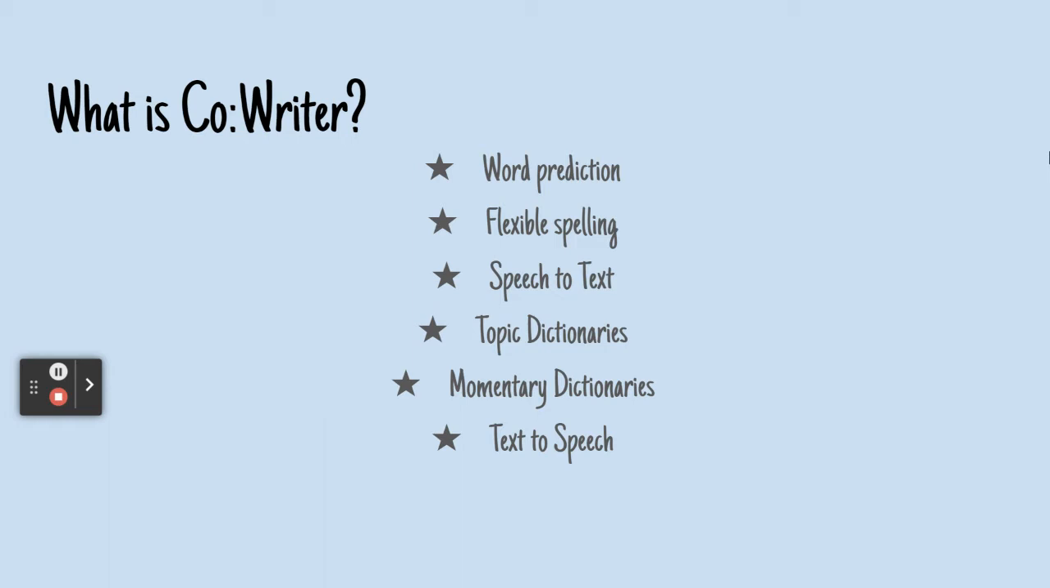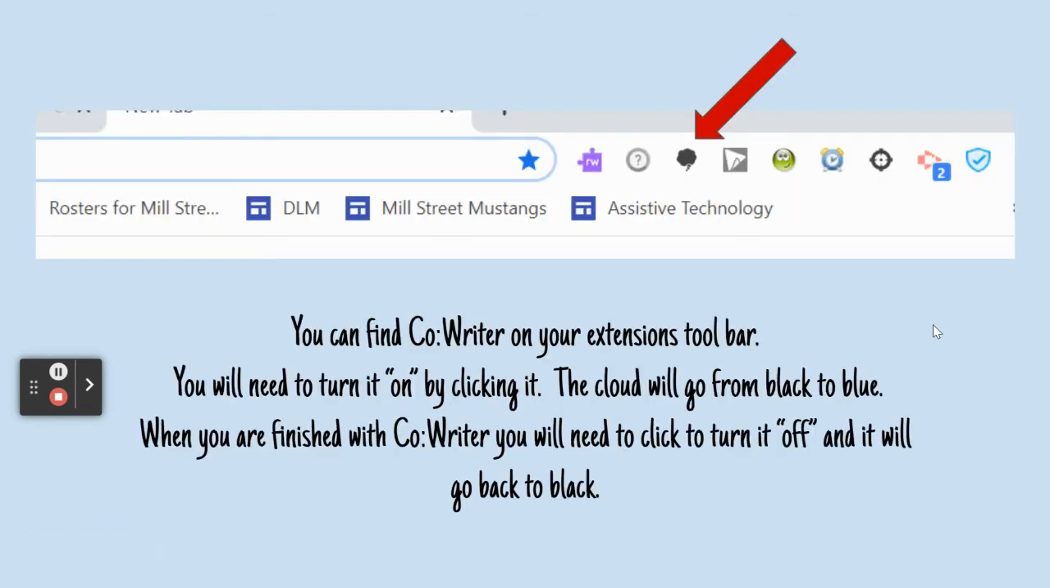Momentary dictionaries are kind of fluid with you. If you're typing about a certain topic, it is going to pull up vocabulary from the topic that you are writing about. So it's intuitive that way. I would just run through all of those features within the settings. At first, I'm going to tell them how to turn it on. They're very astute with their extension bars.